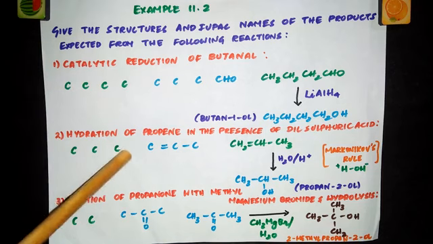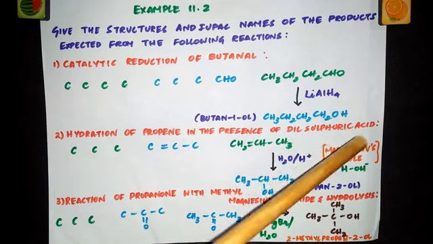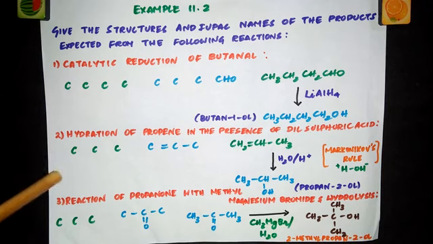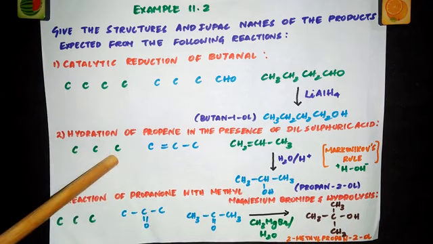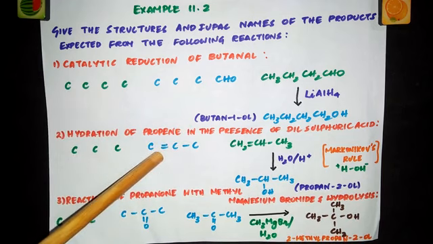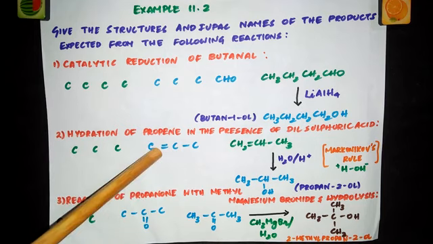The second one, hydration of propene in the presence of dilute sulfuric acid. So we are going to take propene as the starting material. So first write the structure of propene. Prop means 3 carbon atoms. So 1, 2, 3. Ene means you have a double bond. So between any 2 carbon atoms, you can put a double bond. Here either of these 2, because both will be the same.